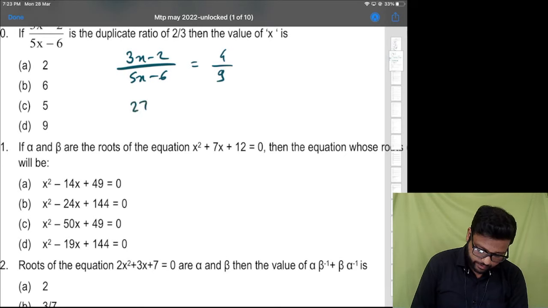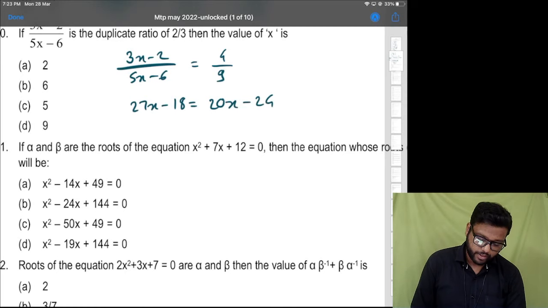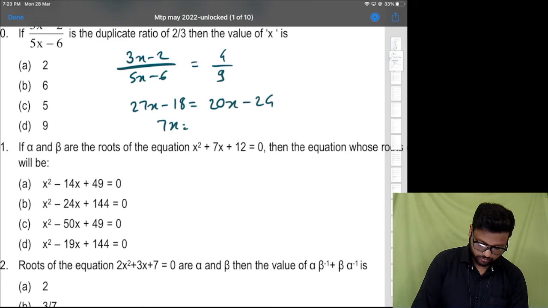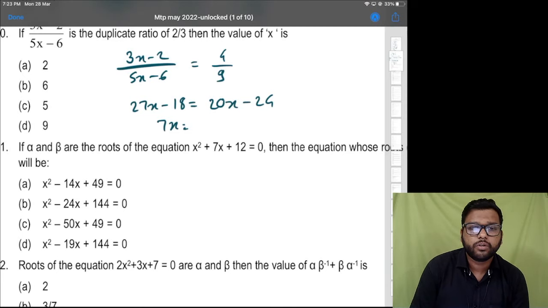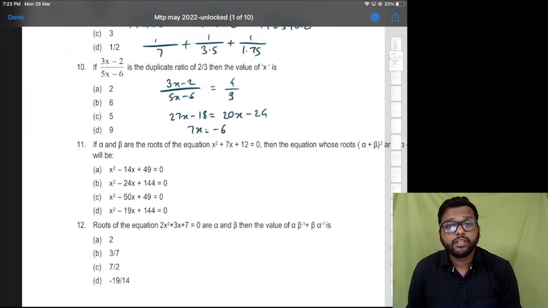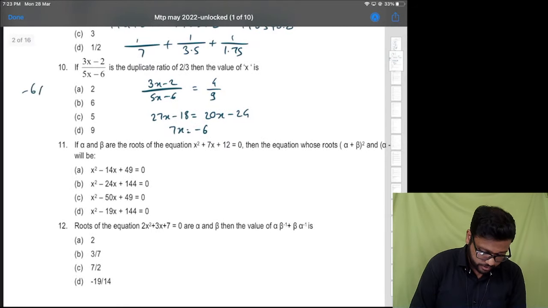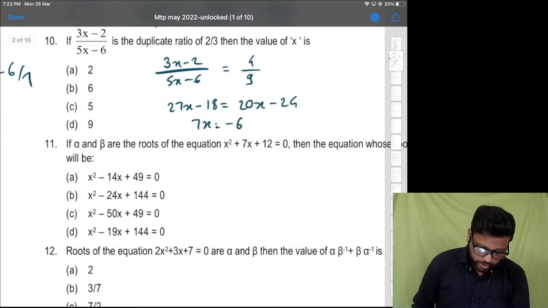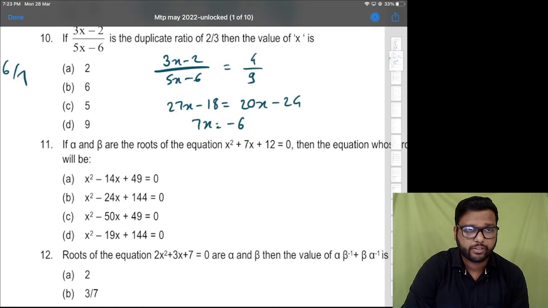This is a simple basic equation, right? Okay, so 27x minus 18 is equal to 20x minus 24. So what? 7x is equal to 24 minus 24 plus 18. So 18 minus 24 minus 6. So it should be minus 6 by 7. Minus 6 by 7 is the correct answer for this. Okay, it is not in the options, but that is the correct answer for this. Okay, you can put the options, they are not matching. Okay, next.